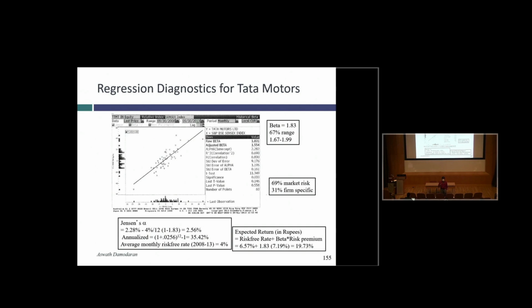You know what Tata Motors' biggest market was geographically last year? It wasn't India, it was China. Because Jaguar Land Rover has a big presence in China. It's amazing how companies' geographical distribution can change over time. So 19.73 would be my cost of equity in rupee terms for Tata Motors.